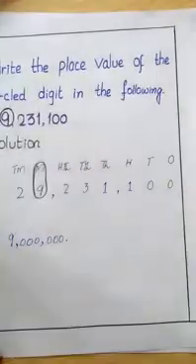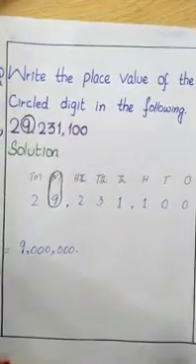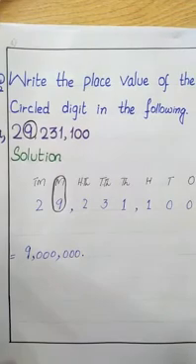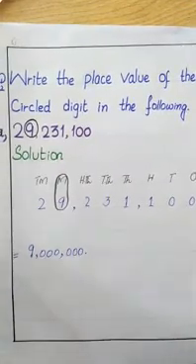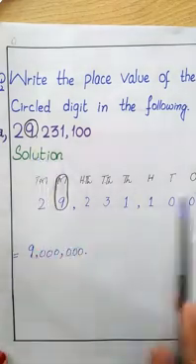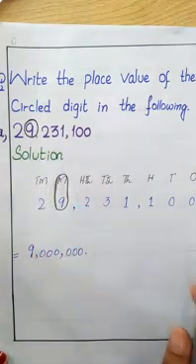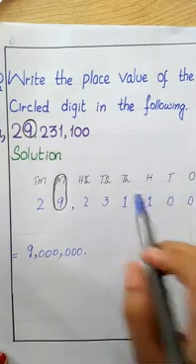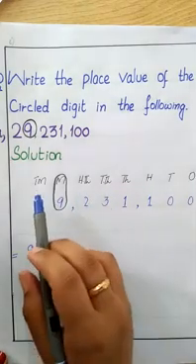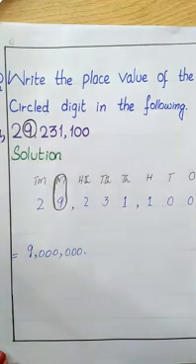Now question number 2. The question number 2 is: write the place value of circle digit in the following. Circle digit, सिर्फ आपने place value बतानी है only circle digit की which is given in the question. Again we mention the place values. Place values again start from the ones. Ones, tens, hundreds, thousands, 10,000, 100,000, millions, 10 millions. Write down the values below the place values.